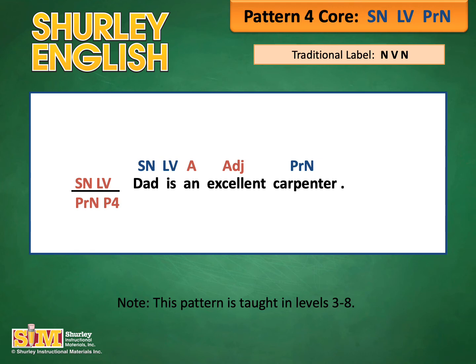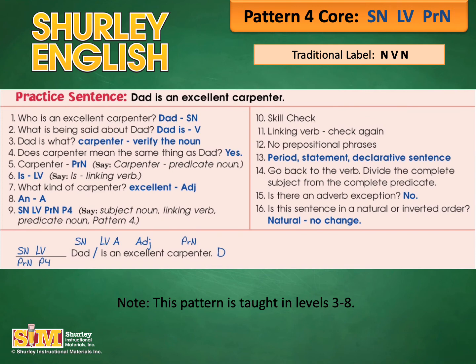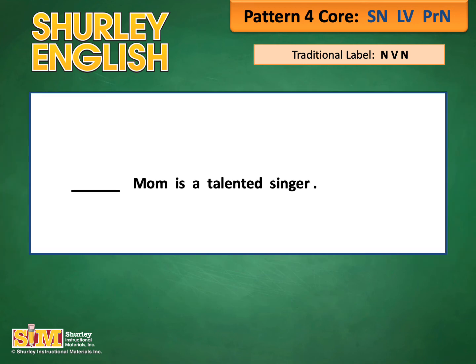Linking verb, check again. No prepositional phrases. Period, statement, declarative sentence, go back to the verb. Divide the complete subject from the complete predicate. Is there an adverb exception? No. Is this sentence in a natural or inverted order? Natural, no change. As a reminder, teaching scripts are provided in your teacher's manual to help you accurately follow the Q&A flow. We will now label 2 more sentences together.